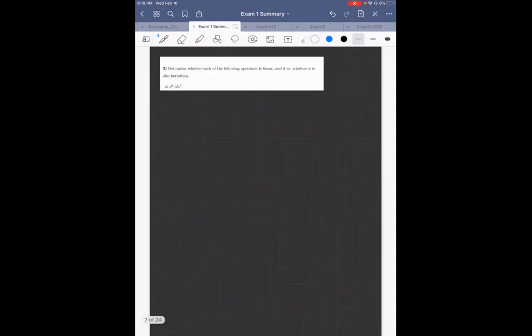Okay. So determine whether the following operator is Hermitian. So first step is you find f, then the operator on g. Actually, I'll just do this. Okay. And this is equal to, we were trying to prove this is right.